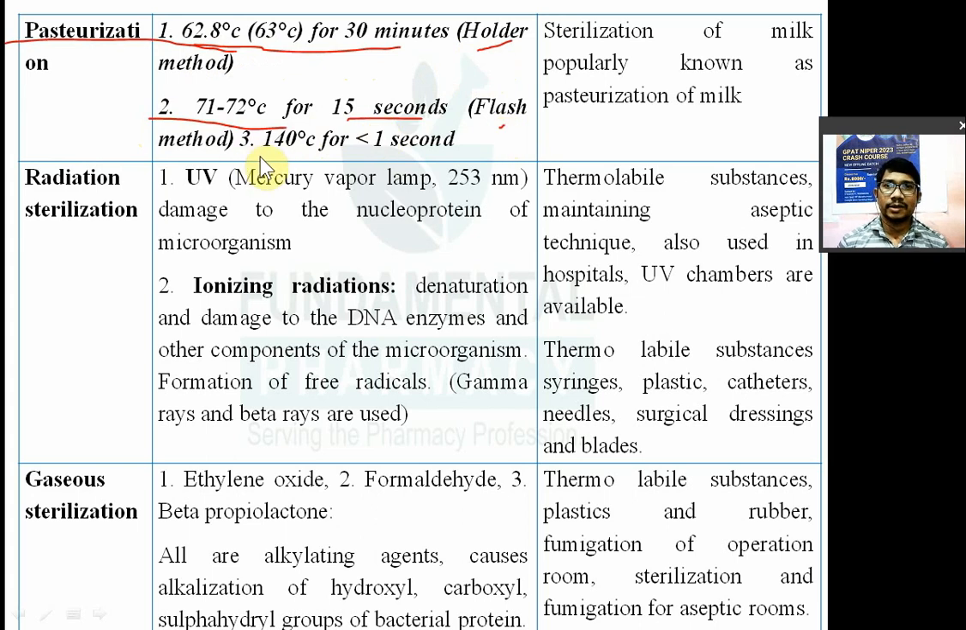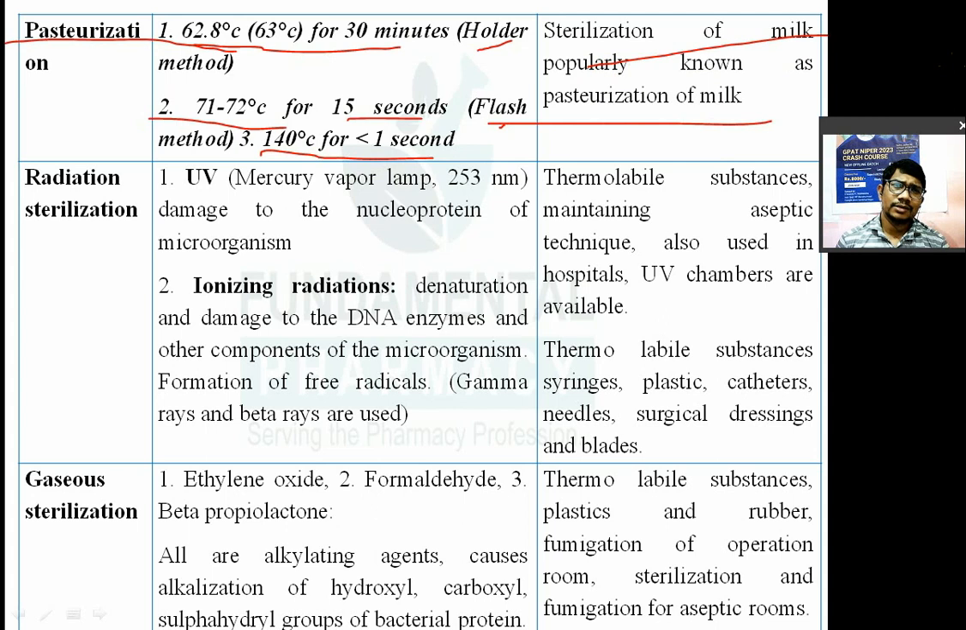Flash method. Third temperature होता है इसमें 140 डिग्री for less than 1 second. So pasteurization के लिए तीन टेम्परेचर होता है: 62.8 degrees for 30 minutes, then 71 to 72 degrees Celsius for 15 seconds. That is a flash method and more than 140 degrees for less than 1 second. That is known as a pasteurization. It is used for sterilization of milk, popularly known as a pasteurization of milk.